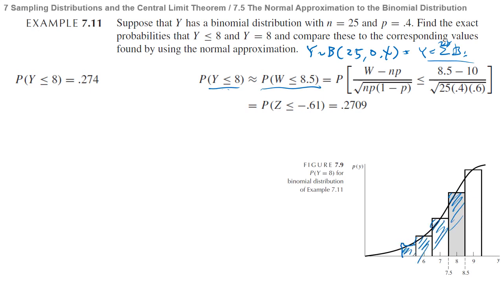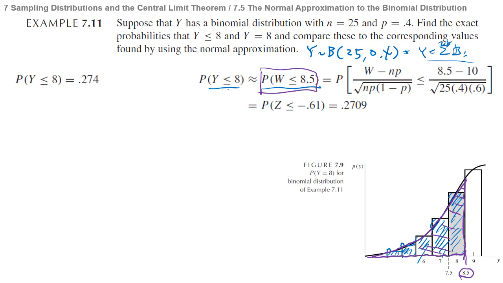And to estimate these blue areas, rather than summing up all these rectangles, we can get the integrated value. We can actually calculate this purple area, which is approximated by the normal curve, up to 8.5. So that's why we calculate the probability of W less than or equal to 8.5.